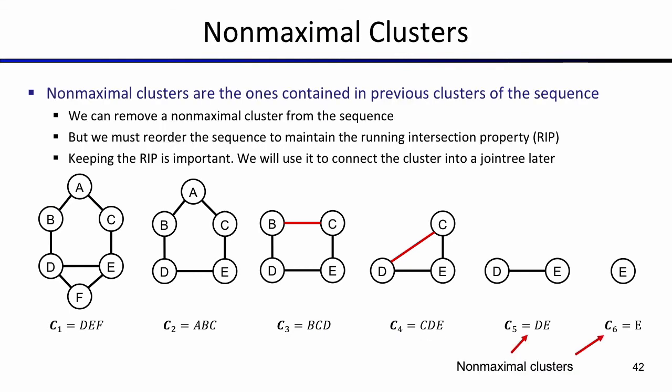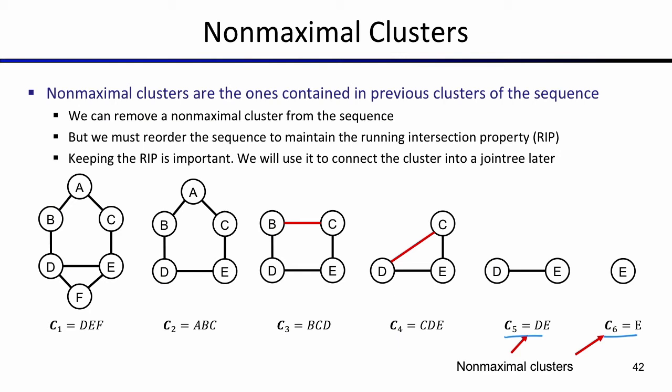All right, so these are the examples, and at the end we have these two clusters here, C5 and C6. They are non-maximal clusters. Again, we don't need those in order to build the join tree, so we're going to eliminate them.